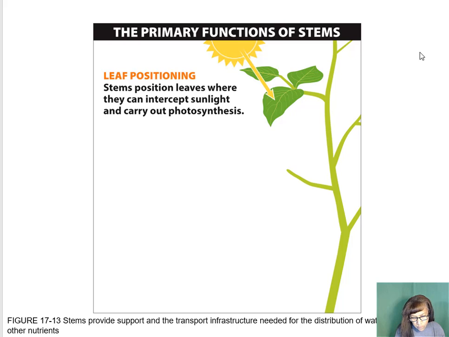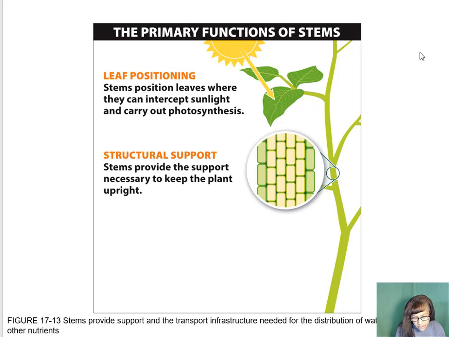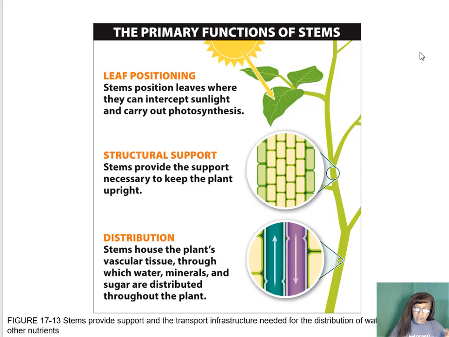And so we have leaf positioning. Stems position the leaves where they can intercept the sunlight to carry out photosynthesis. Stems provide structural support, and that's necessary to keep the plant upright, right? Much like our bones give us structure. But then also stems function in distribution. Stems house the plant's vascular tissue through which the water, minerals, and sugars are distributed throughout the plant.